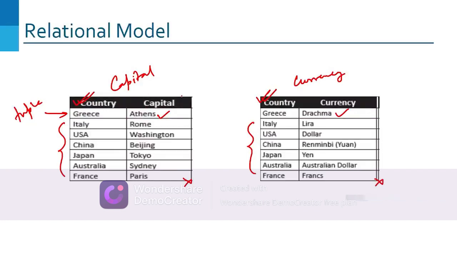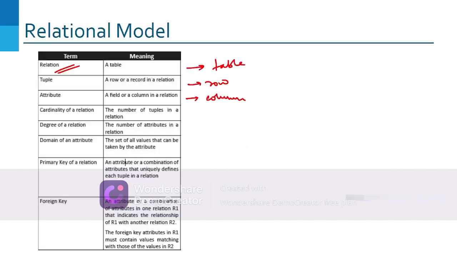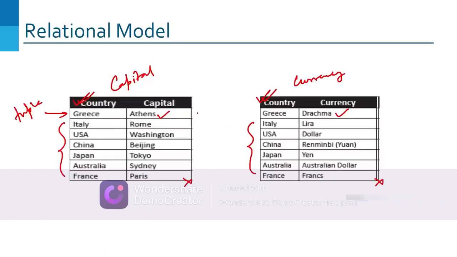Okay, so country, capital, currency, these are nothing but fields or attributes. Now the next one is cardinality. Cardinality is nothing but the number of tuples in a relation. The number of tuples or the number of rows in a relation or a table is called cardinality. So the number of rows in this is 1, 2, 3, 4, 5, 6, 7. So here we have 7 tuples, which is the cardinality.